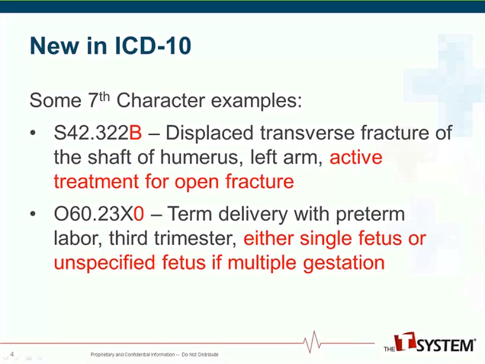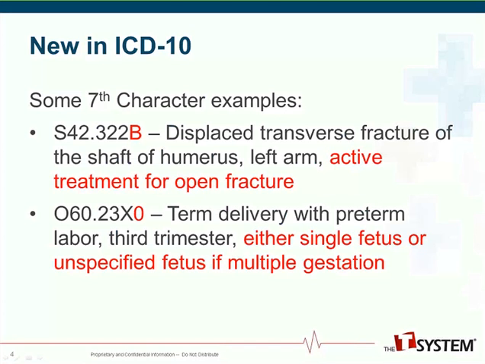So here are some examples of 7th characters from the ICD-10-CM code set. The first one I have here is S42.322B. That is a displaced transverse fracture of the shaft of the humerus on the left arm. And that B indicates that it's active treatment or initial treatment. The B will say initial encounter, but what it really does mean is active treatment for an open fracture. If it were A, it would be active treatment or initial encounter for a closed fracture.